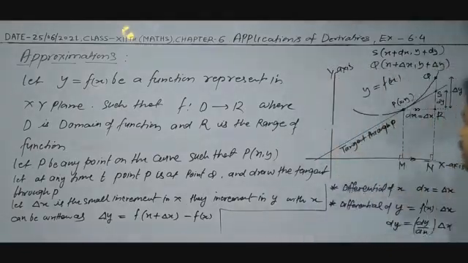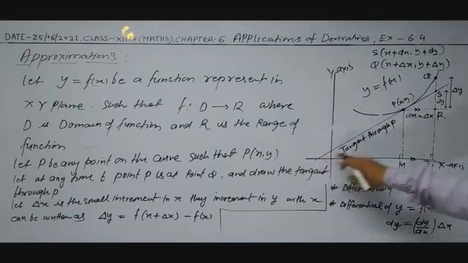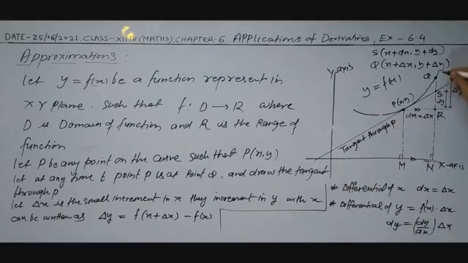Tangents through P, coordinate (x, y). This will cut the line perpendicular from Q to the x-axis at point S. When you draw the perpendicular from Q and P, you will get QN and QM, the perpendiculars from Q and P, and this tangent cuts at a point S. This is the point S.